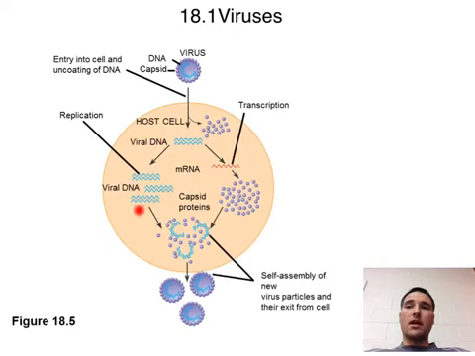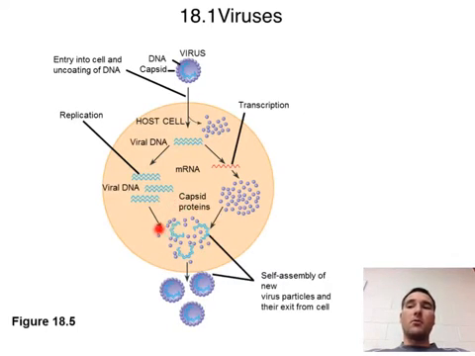So we're making a bunch of copies of its own DNA, and then also doing transcription and translation to make all of its proteins, those capsomeres, the little building blocks. It's going to make a bunch of those. So we have entered the cell, we have replicated our DNA, we have done transcription and translation to make our proteins, and then we're going to assemble all of that into a new virus.